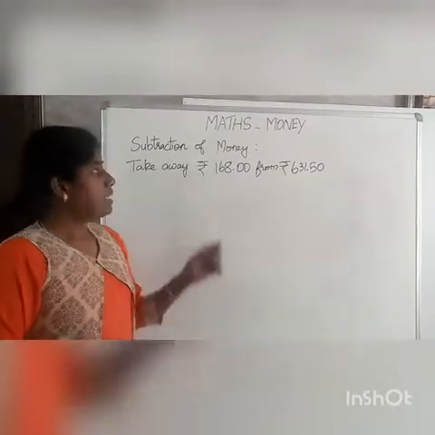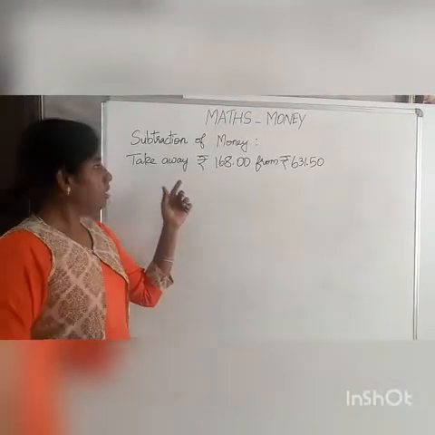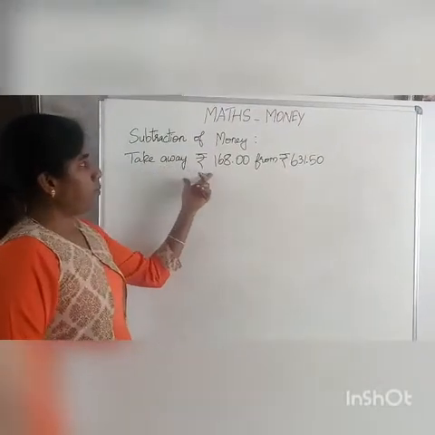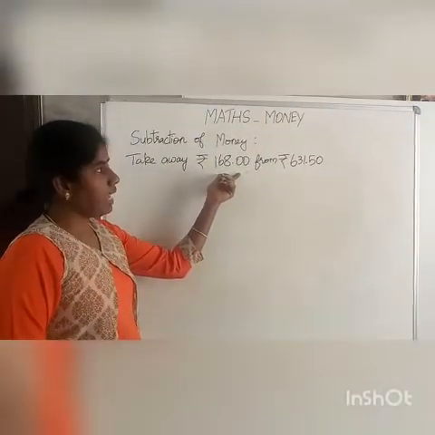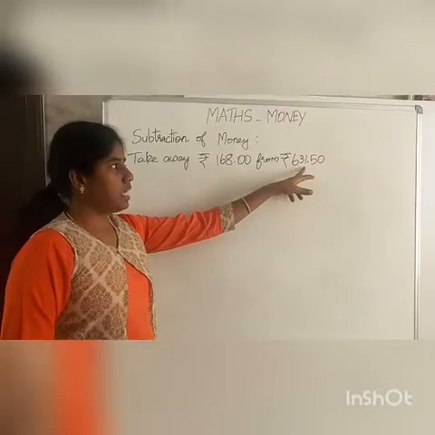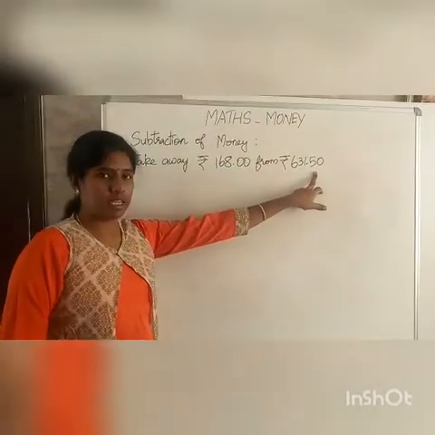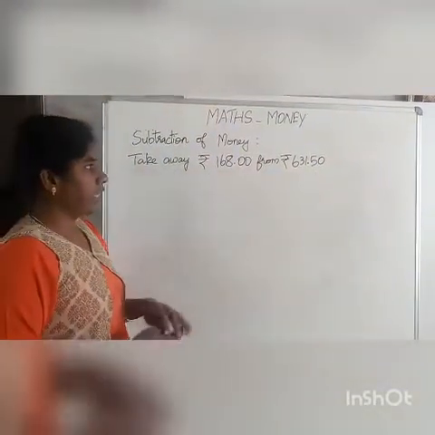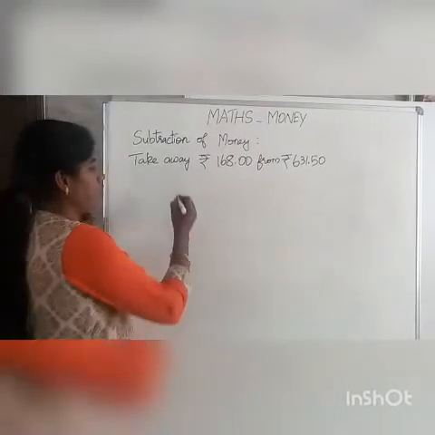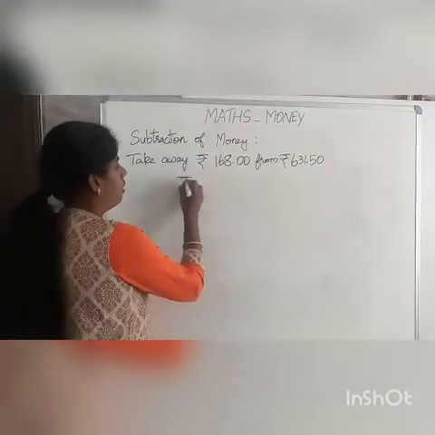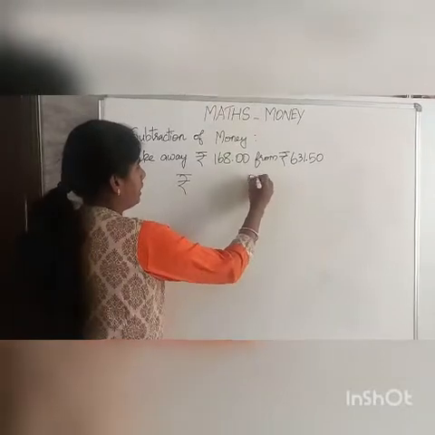Next is subtraction of money. Take away rupees 168 from rupees 631.50 paise. So they have given it like this. The same way we need to make a column for rupees and paise.